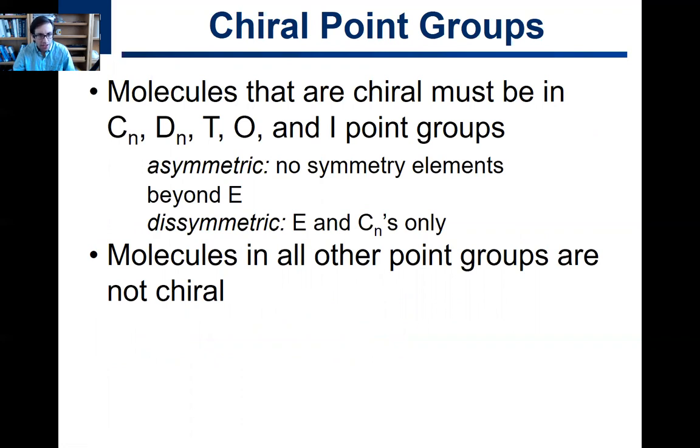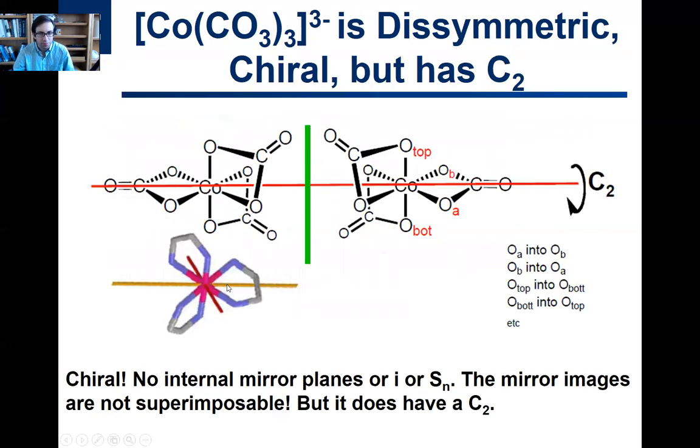Something that's asymmetric, just a little bit of nomenclature here, means that there's no symmetry beyond E, so that would be a C1. But dissymmetric means you have E's and CN's only. So C2, right? The C2 point group has a C2 rotation and an E, and so we call that dissymmetric. But C2 and C1, both of those would be chiral. If you're not in CN, DN, T, O, or I, all of which are fairly rare point groups, especially T, O, and I, you're going to be not chiral, okay?